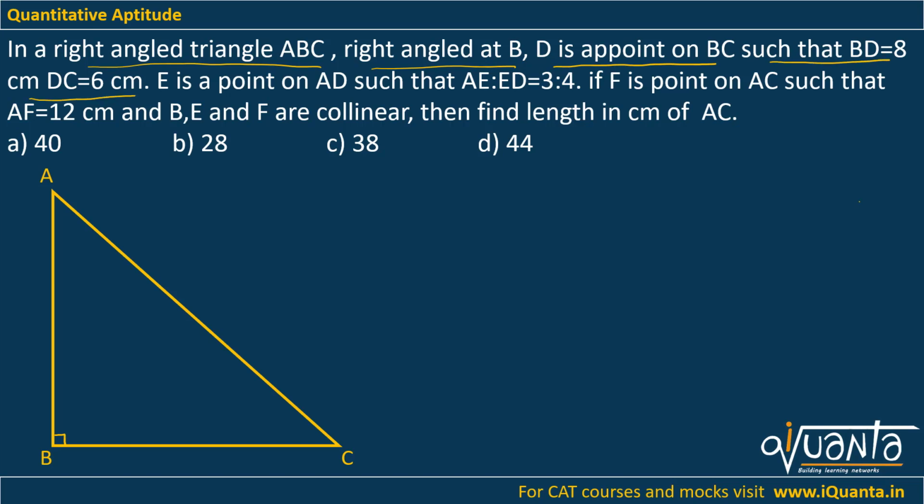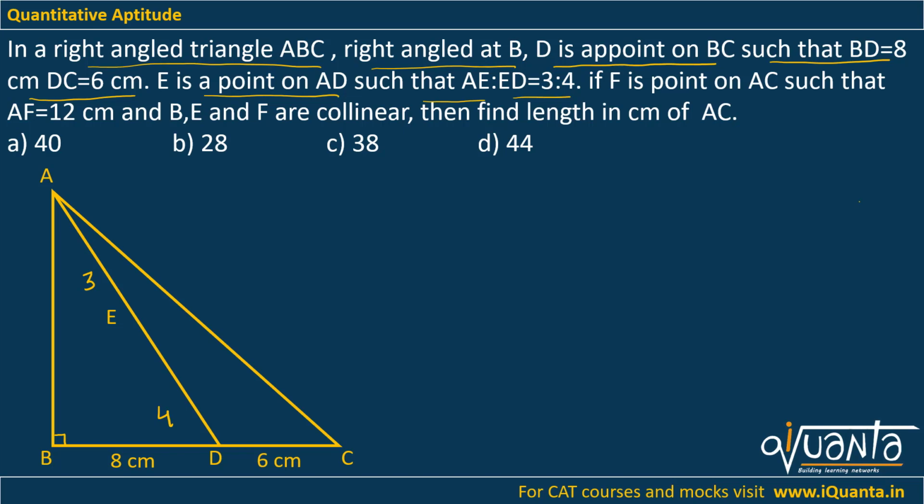So on BC I will take a point D such that BD is equal to 8 cm, DC is equal to 6 cm. Then we have been told that E is a point on AD such that AE ratio ED is 3:4. So let me draw this line AD over here first, then I will take a point E on AD such that AE ratio ED will be equal to 3:4.